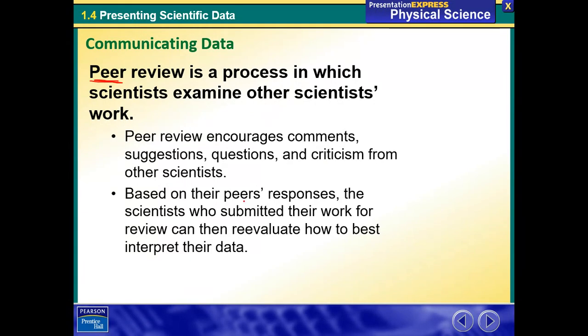Now, based on their peers' responses, the person who has that work is going to look at all the information that they got back and revise their work and reevaluate it to be able to best give that information to other people. You actually do a peer review process if you've ever had someone read over your paper and look for any issues, spelling mistakes, or anything like that. So peer review is actually really helpful just to double check your work.